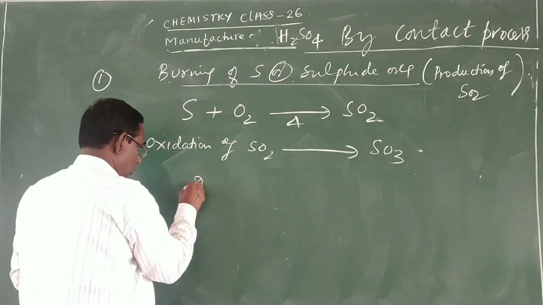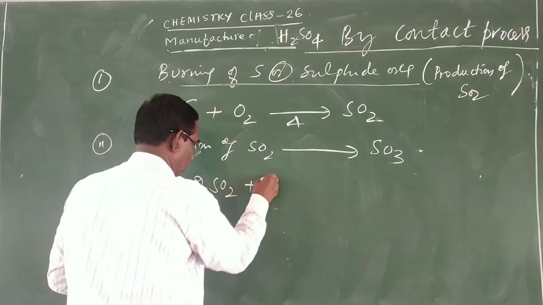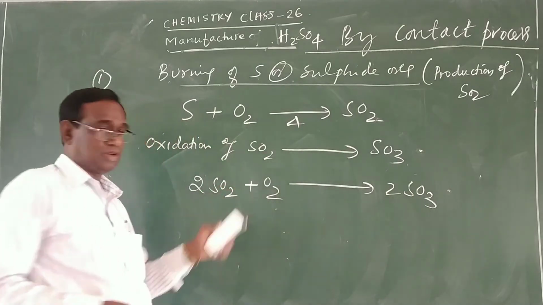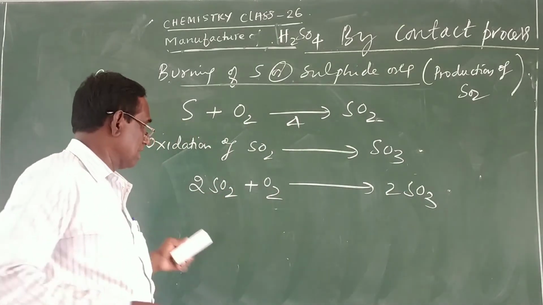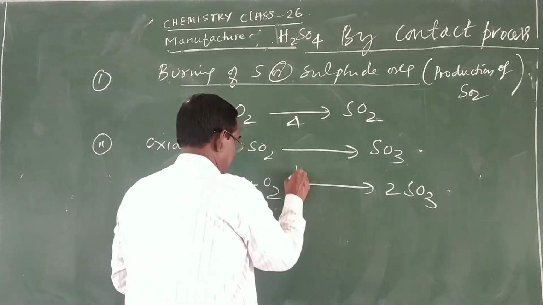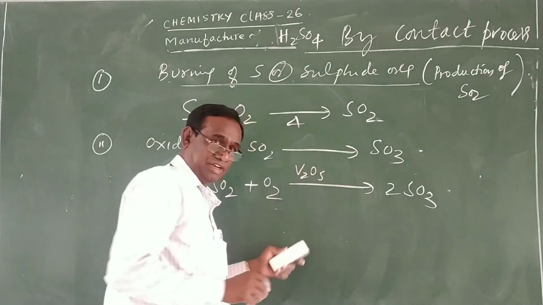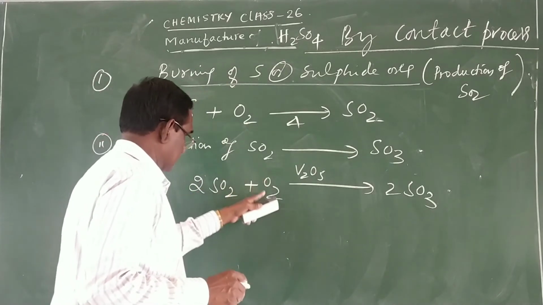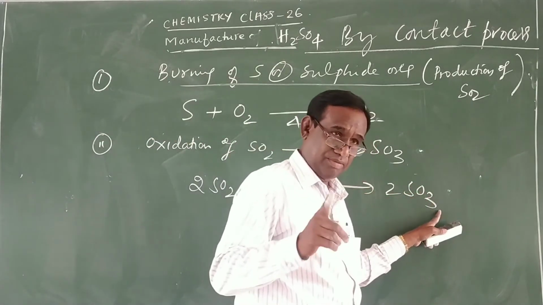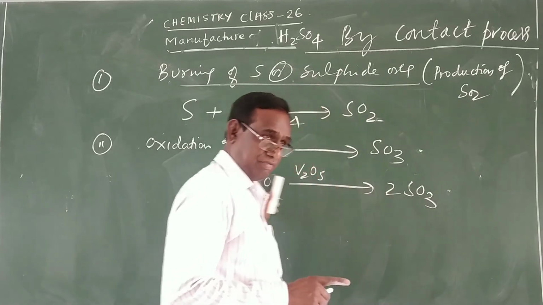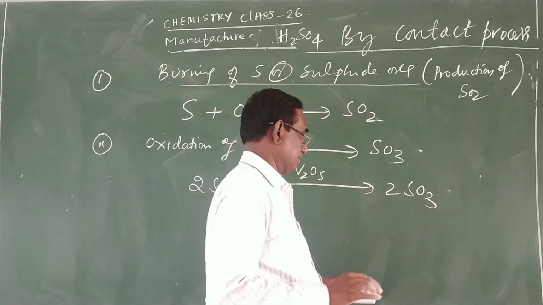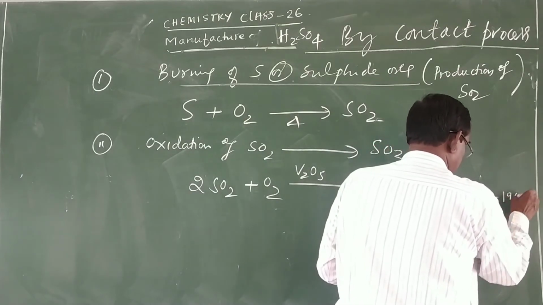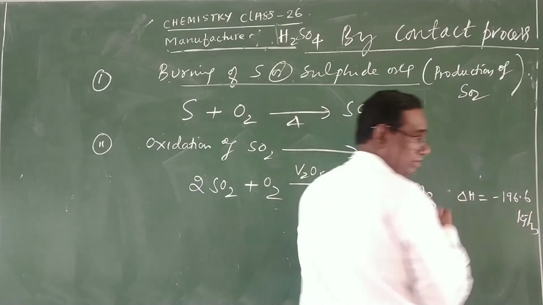That means the equation is 2SO2 plus O2 gives rise to 2SO3. Here vanadium pentoxide acts as catalyst. Vanadium pentoxide acts as what? Catalyst. And this sulfur dioxide will undergo oxidation giving sulfur trioxide. Remember, it is sulfur trioxide, it is not sulfuric acid. And the enthalpy change is minus 196.6 kilojoules per mole.